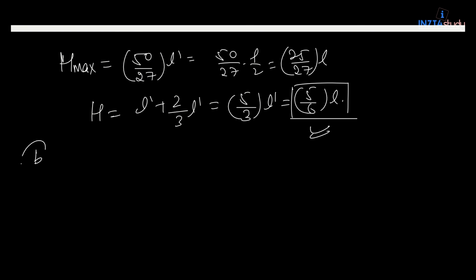Now let's go to part B. What is this part B? Find the minimum value of x by L for which the bob goes in a complete circle about its peg when the pendulum is released from 90 degrees. Okay, so when it is released from 90 degrees, this is the peg. Now suppose L dash is equal to L by 2, and this ball is having a speed of root under 4g L dash.